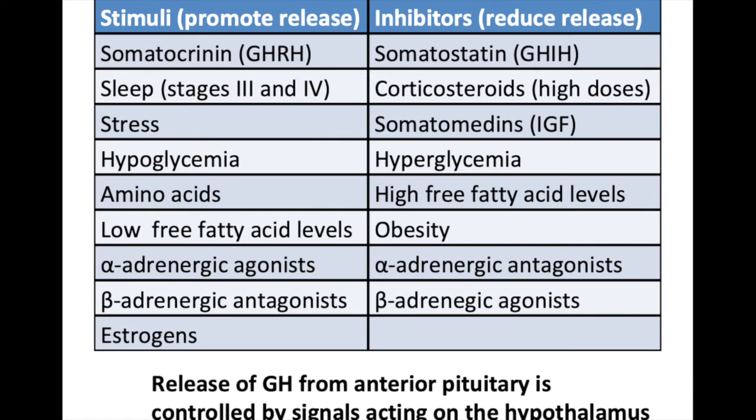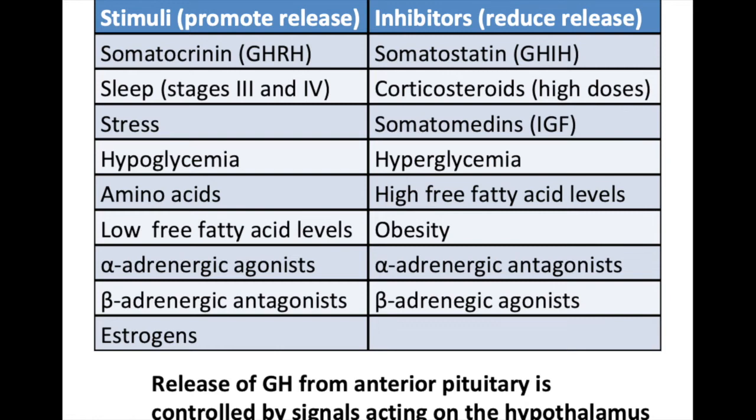So this is an overview of what stimulates the release of growth hormone: GHRH, otherwise known as somatocrinin, sleep, stress, hypoglycemia, amino acids in the blood, low free fatty acid levels, alpha-adrenergic agonists and beta-adrenergic antagonists will stimulate the release of growth hormone, as well as estrogens.